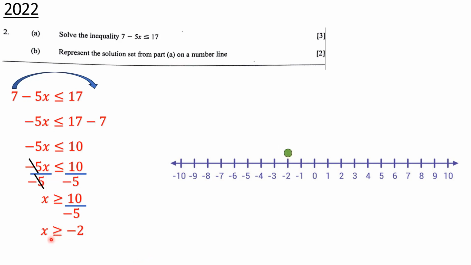But it has the line underneath, so that means that we're going to shade in the negative 2 because we include that number. And then we want all the numbers that are greater than negative 2. So negative 2, we include negative 2. And all the numbers that are greater than negative 2, that's going to be negative 1, 0, 2, 4, 6, 7, and so on. So we're going to draw an arrow to the right. Okay, let's move on to the next question.